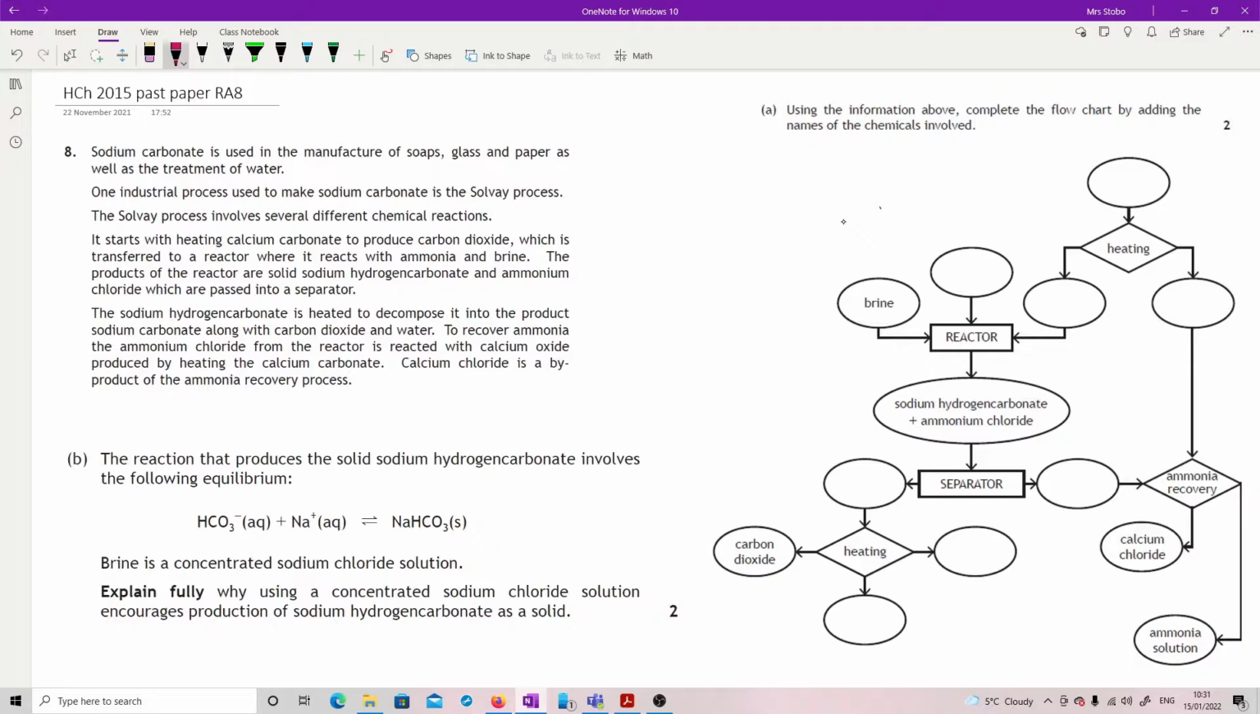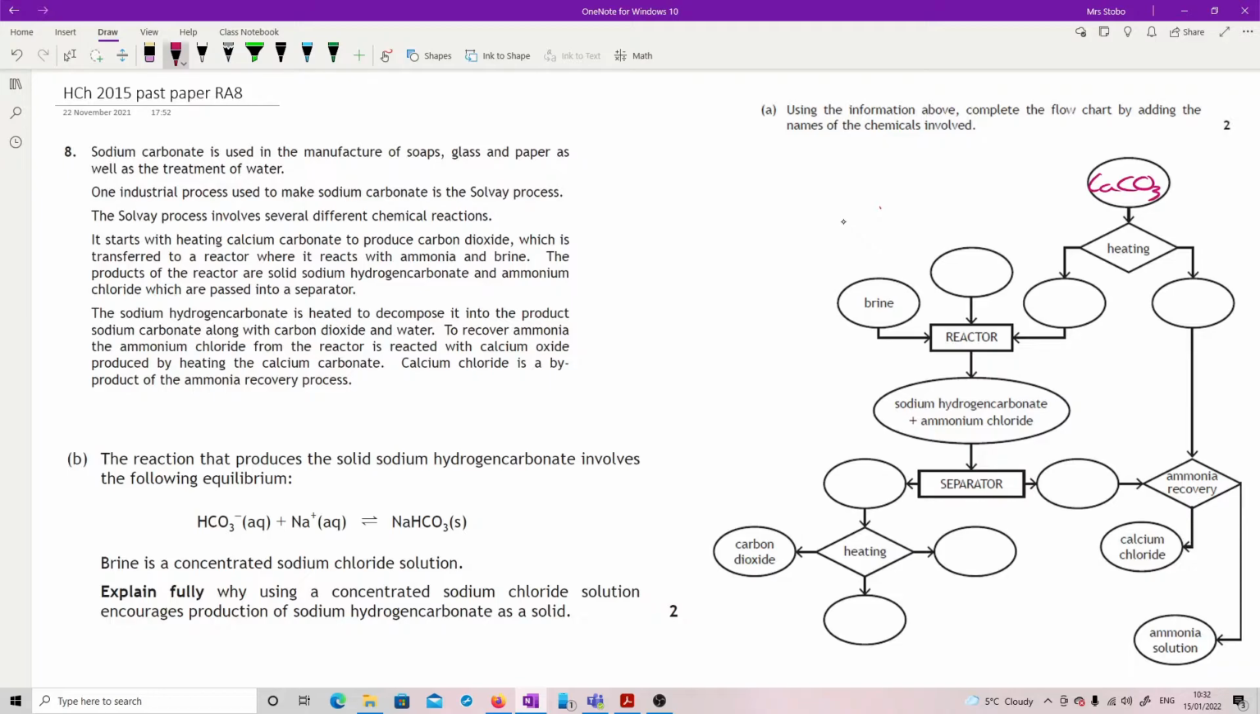Okay, and then you've got a picture for A, and it's on the right hand side. Use the information, complete the flowchart by adding the names of the chemicals. Okay, so you then just work your way through each one. It starts with heating calcium carbonate to produce carbon dioxide. Okay, so we've got our initial one. We've obviously got to have our calcium carbonate in here. Okay, to produce carbon dioxide, which is transferred to a reactor where it reacts with ammonia and brine.